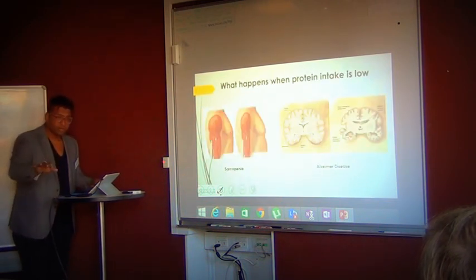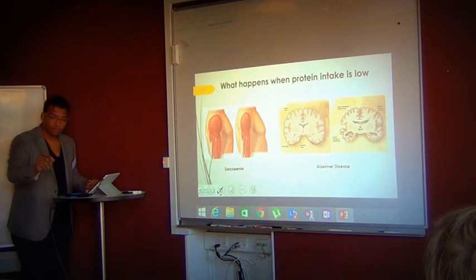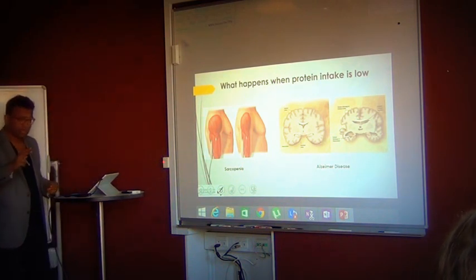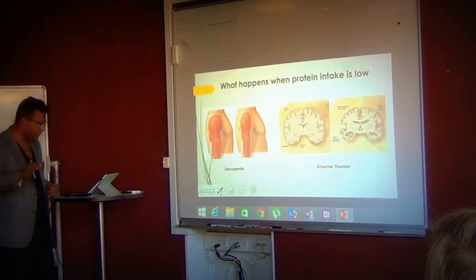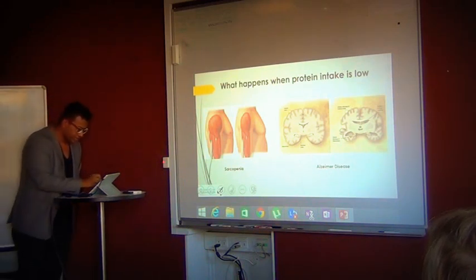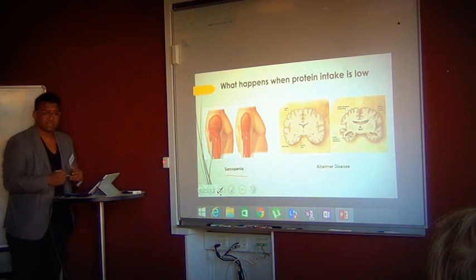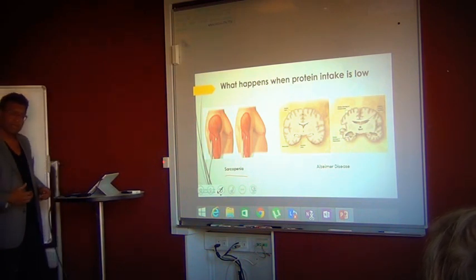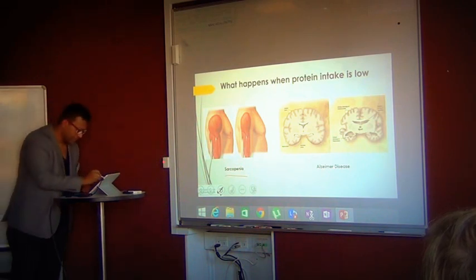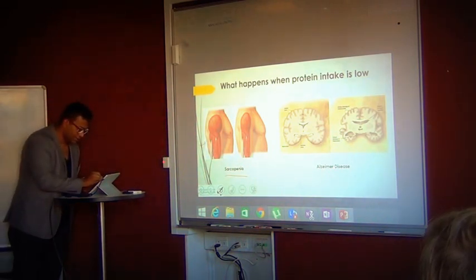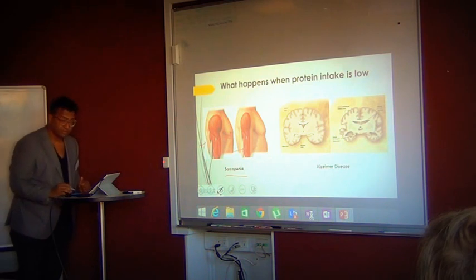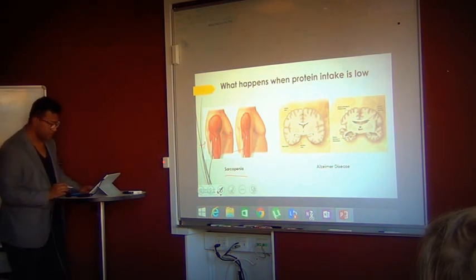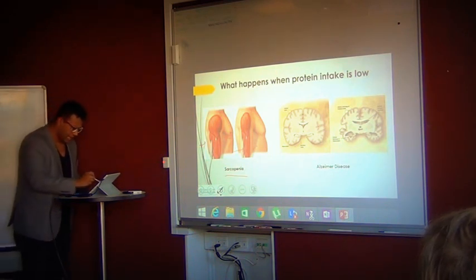But what happens when your protein intake is low? When your protein intake is low, you have the two most dominant diseases all around the world. Statistics say it's 3% of the entire world population. The first one is sarcopenia, where your muscles eat themselves. That means your body becomes parasitic to itself. It eats its own muscle. So the diameter of your muscle decreases considerably, around 1 to 2 centimeters. So it's pretty intense.